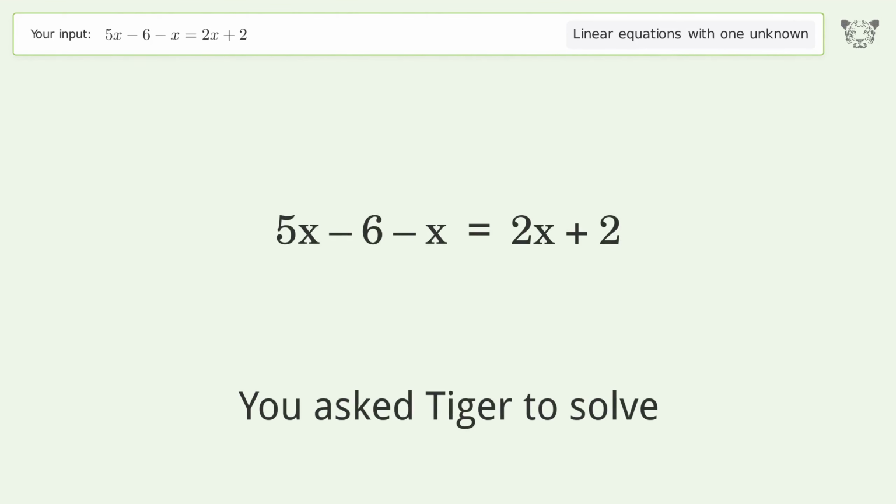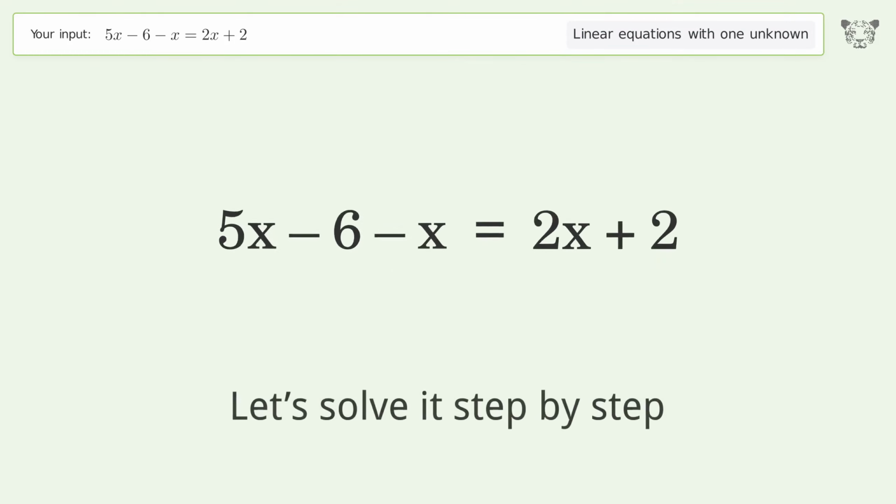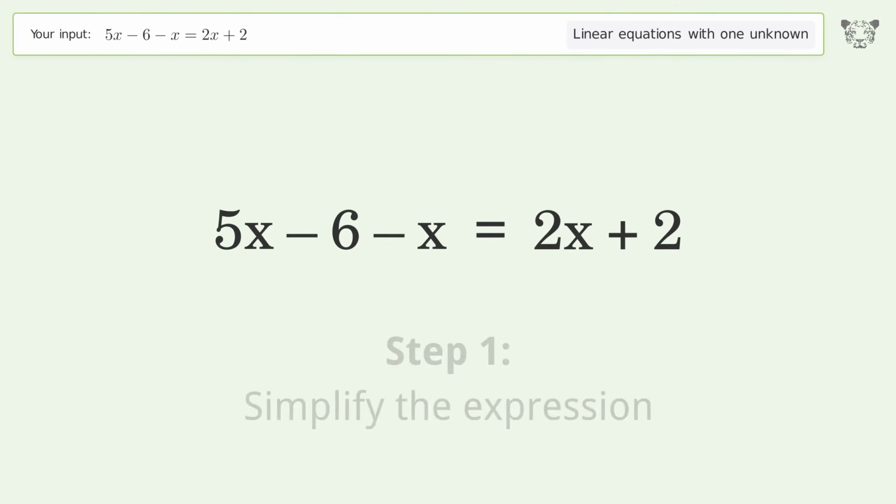You ask Tiger to solve. This deals with linear equations with one unknown. The final result is x equals 4. Let's solve it step by step. Simplify the expression. Group like terms.